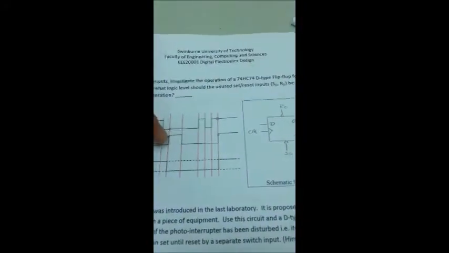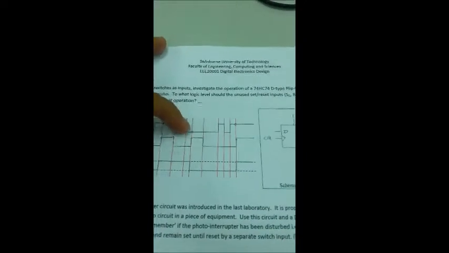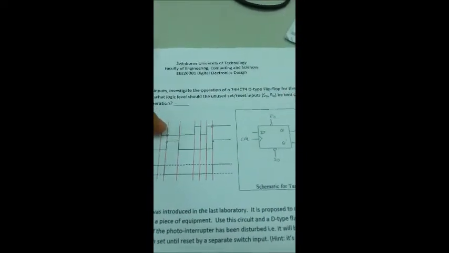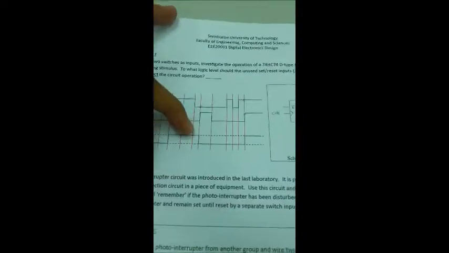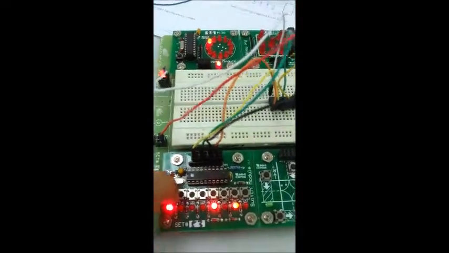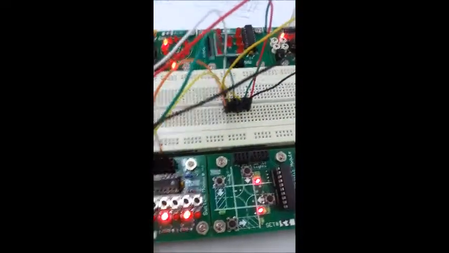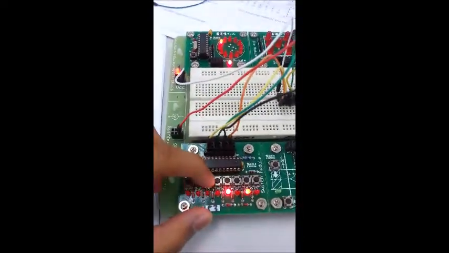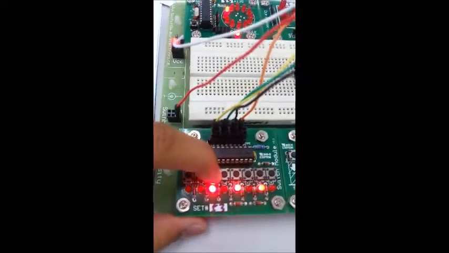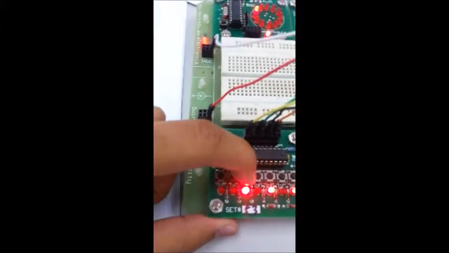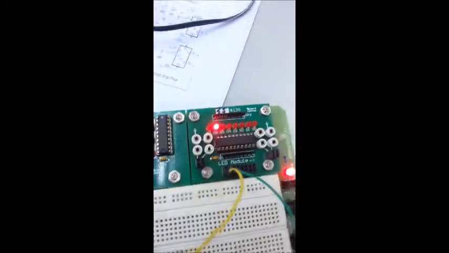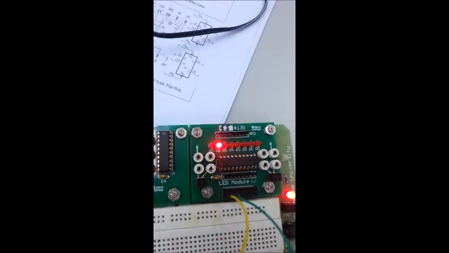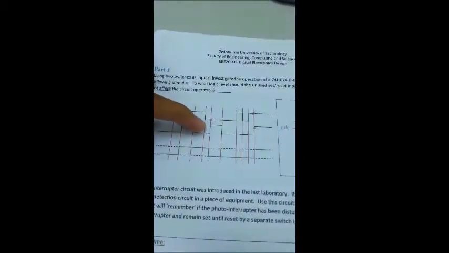But when clock is at the rising edge here and input D is at 0, Q should drop to 0. So when clock is 1 and D is 0, the output Q will be 0. Exactly like this graph.